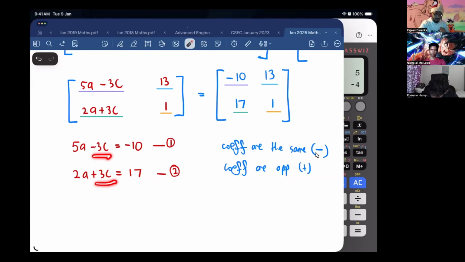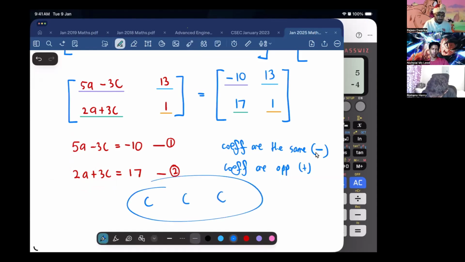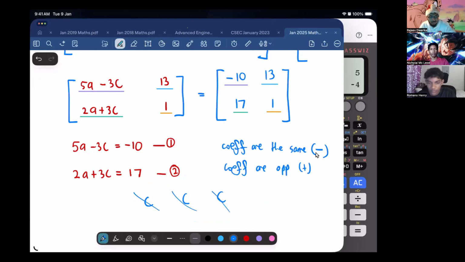Let me ask the question. What is the coefficient of C here? -3. And what is the coefficient of C here? +3. If you have -3 and you add 3 to it, what happens? Watch the machine concept, right? How many C's do I have here? 3C. Okay, if I take away 3C, how many C's do I have now? 0. Exactly. So minus 3C plus 3C is 0, right?